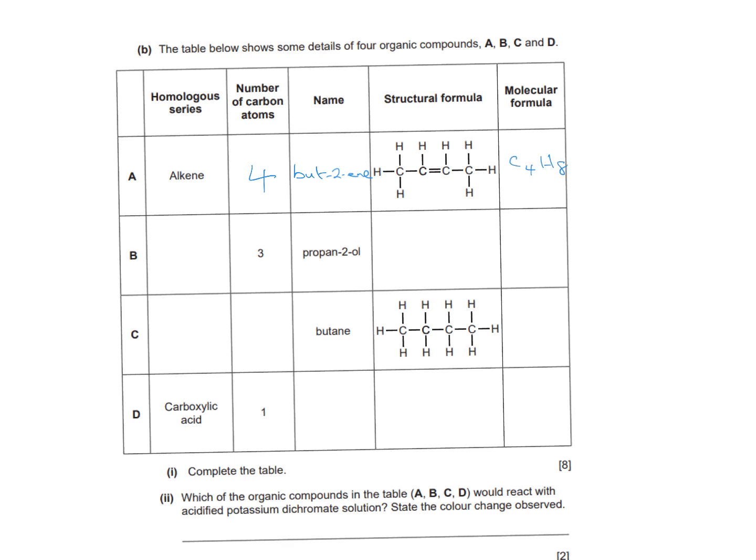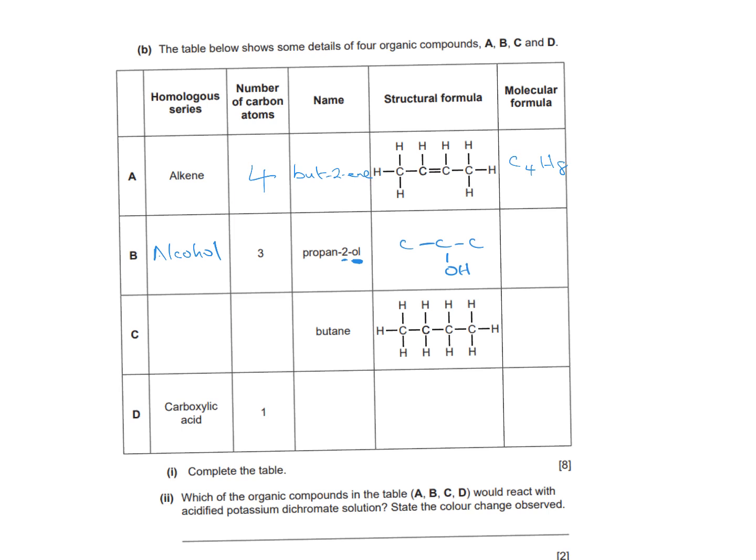On to B. We've got propan-2-ol. Well, the ol is the clue for the homologous series. It belongs to the alcohols. 3 carbons. The structural formula will therefore be 1, 2, 3. Now, the OH group, which is what the OL indicates, is in carbon number 2. So I'm going to draw that down.